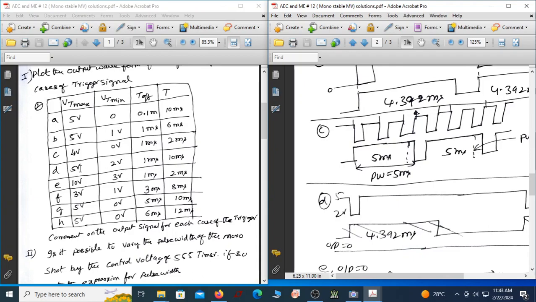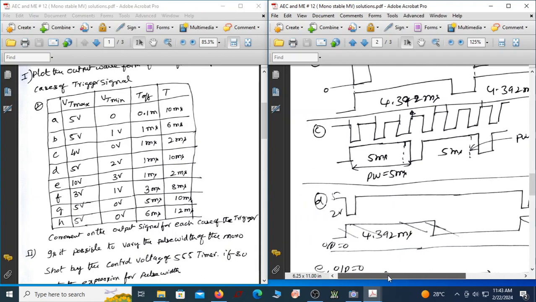Okay, see this. The trigger signal amplitude maximum is 5, but the minimum is 2 volt. Since the trigger signal minimum is 2, which is not less than VTL, output is 0. Output is not going to the quasi-stable state at all. So output is actually 0 volt, because my trigger signal is not less than VTL.